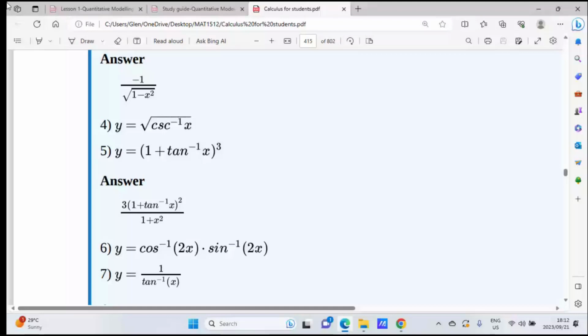Theo, here's the question. Can you write tan inverse of x as sine inverse of x all over cos inverse of x? I don't know. How do you get tan?